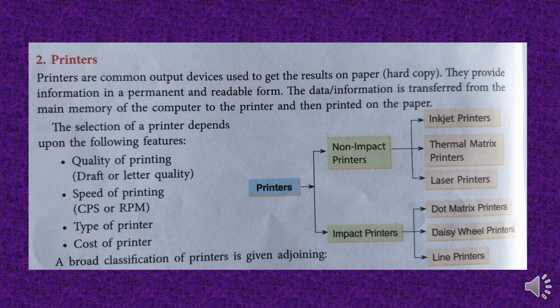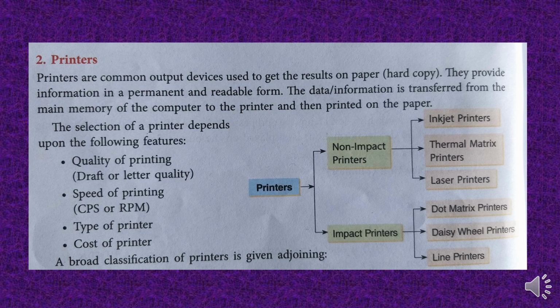Now the selection of a printer depends upon the following features. First one is the quality of printing. Second one is the speed of printing, that is CPS or RPM. Here CPS means characters per second and RPM means rotations per minute. It also depends on the type of printer and the cost of the printer.